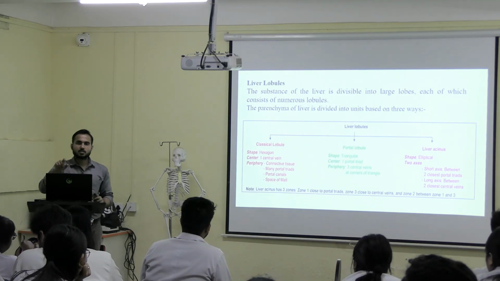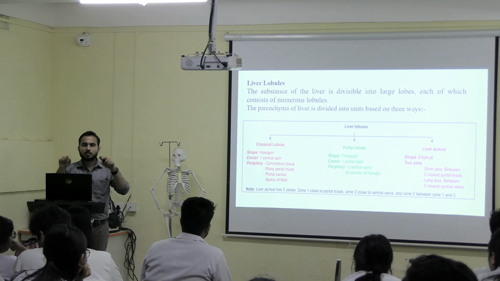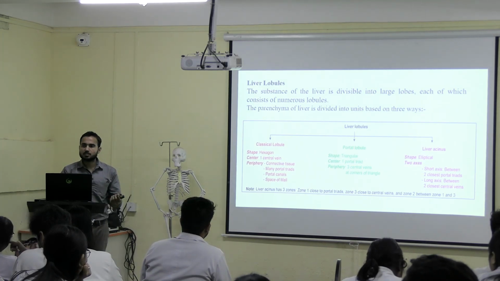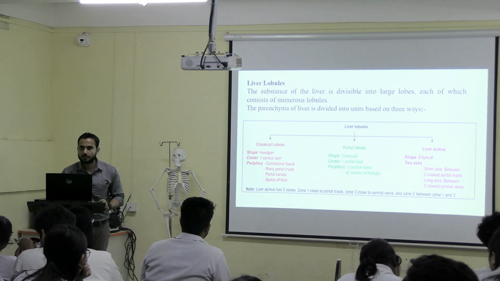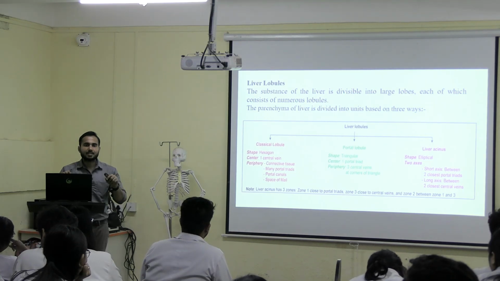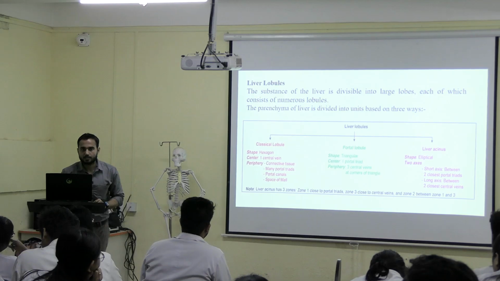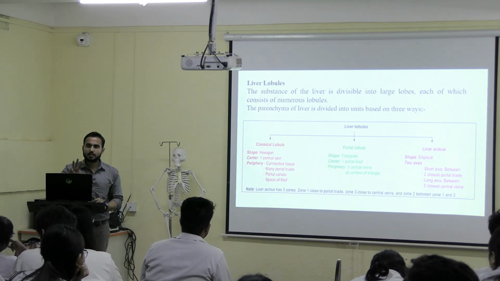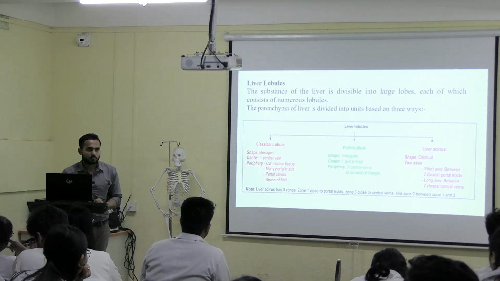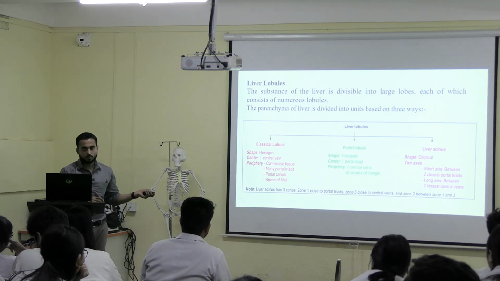Next, the hexagon shape: a hexagon means angles, 6 angles will be there. On those 6 angles you will get the portal triad. That means 3 things will be there which make the portal triad, and along with that you will get the connective tissue covering. So this is the basic structure of the classical lobule.